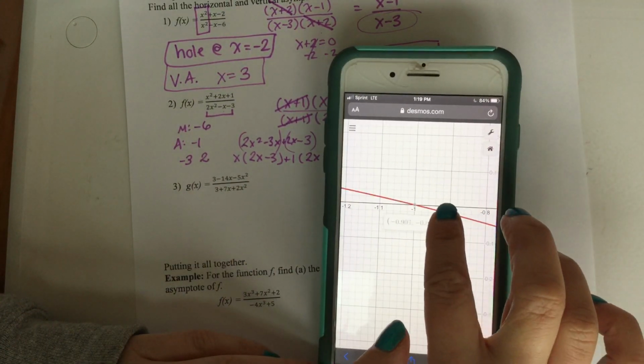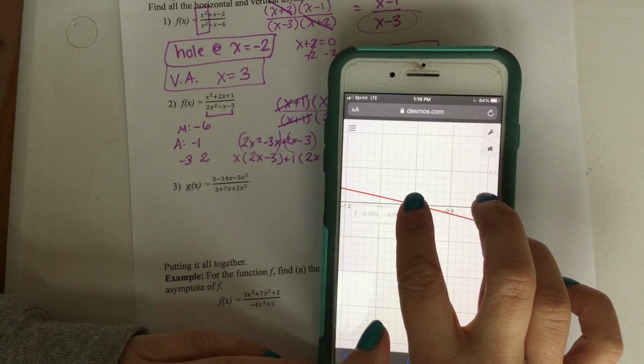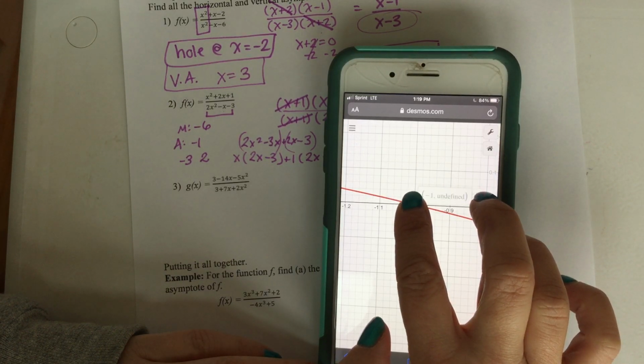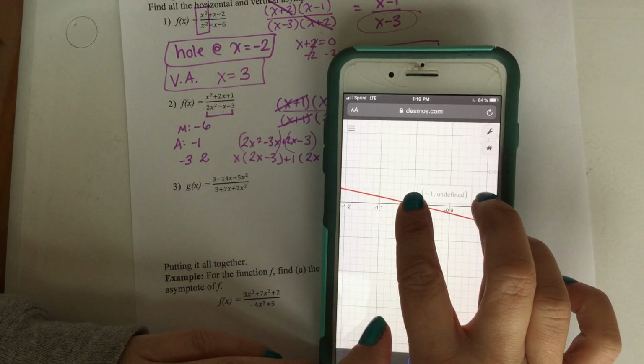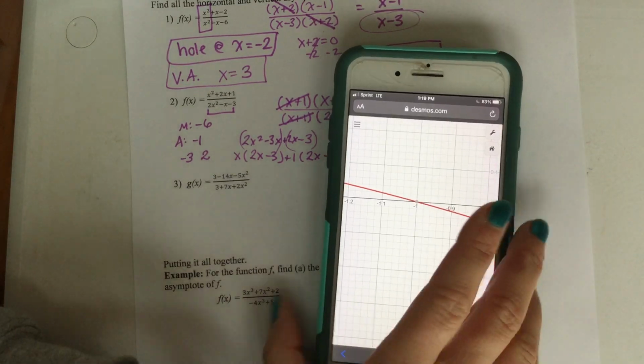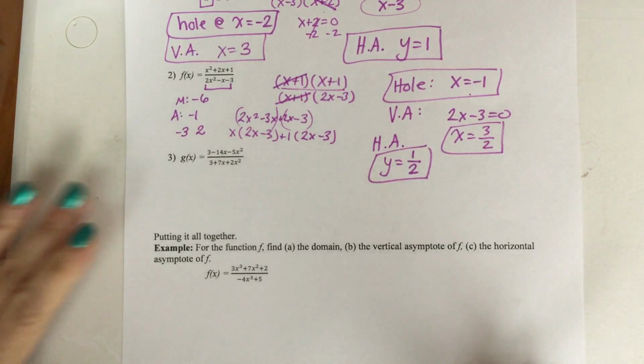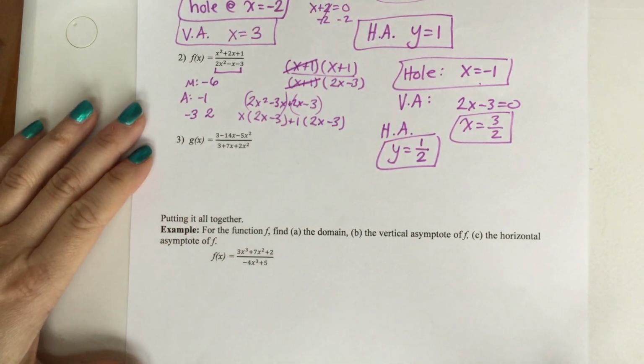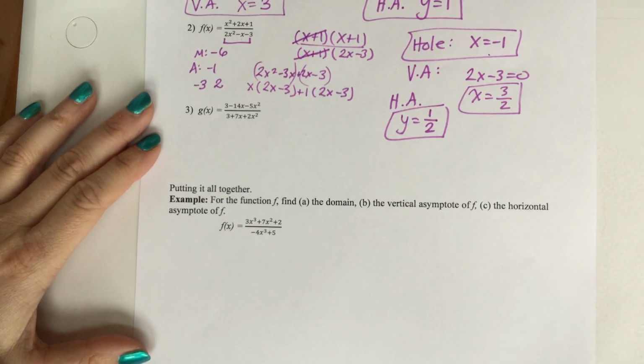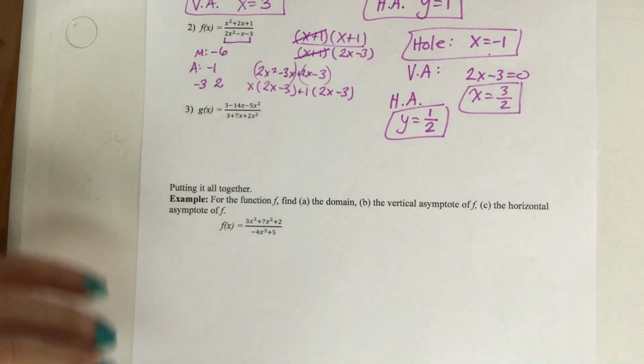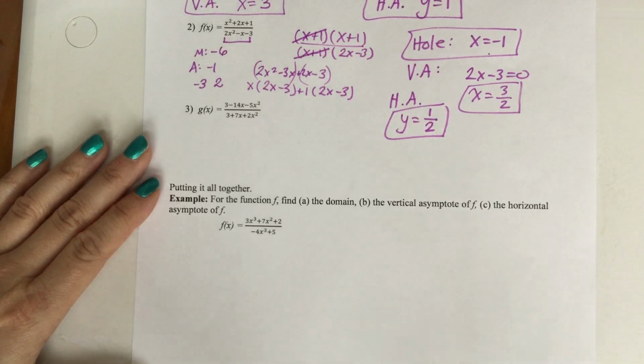But when I go ahead and I trace, -1 was really fast there. Did you see it? -1 is undefined. There is a hole there. Okay, so that's how you can check this graphically. The rest of the video, I'm just going to go ahead and go through the process. You guys are comfortable with Desmos. You know how to do that. I just wanted to make sure you could see how you could check our solutions.